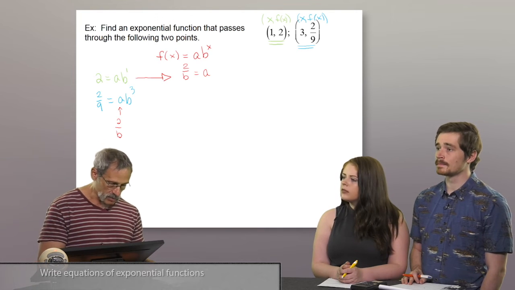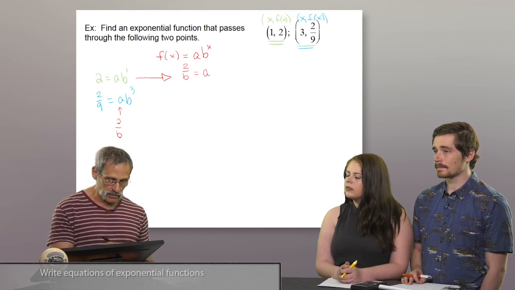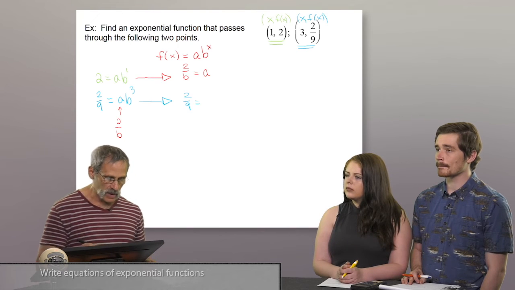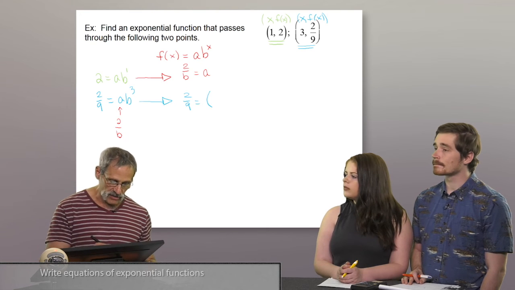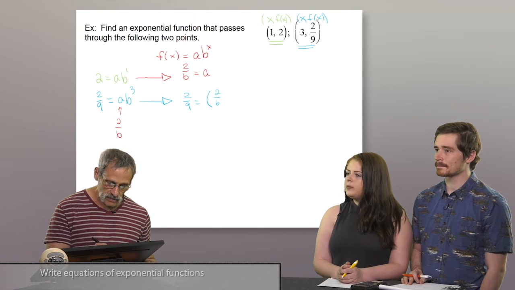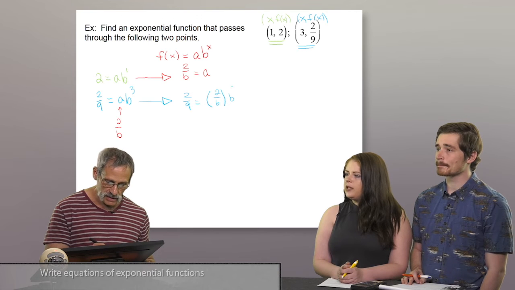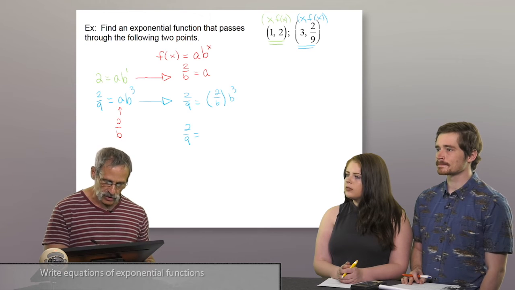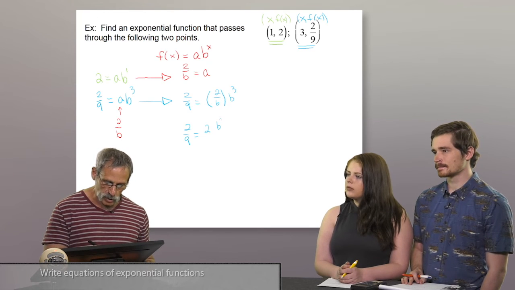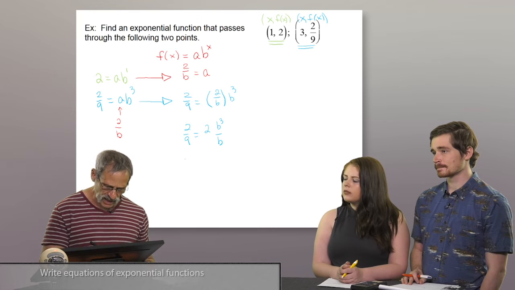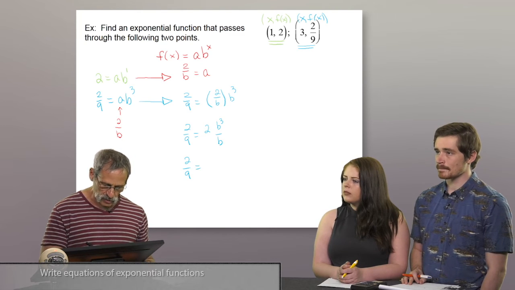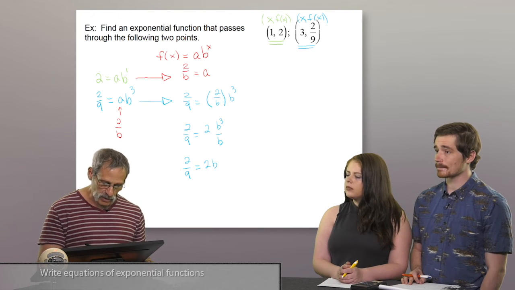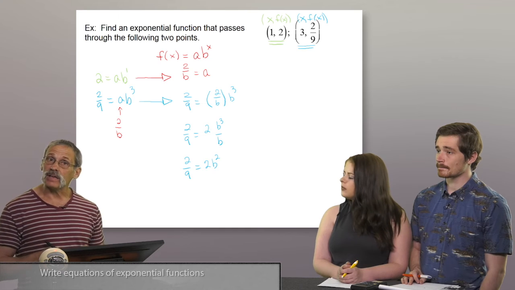So now I'm going to bring over my equation that I've written in blue, 2/9 is equal to a, which I'm going to write as 2 over b, and multiply it by b cubed. So let's talk about this for a moment. I got 2/9 is equal to 2 times b cubed over b. One of the b's would cancel. Looks like 2/9 is equal to 2 times b squared. And I want to solve for b and then go back and find a.